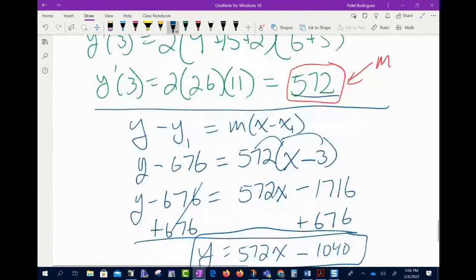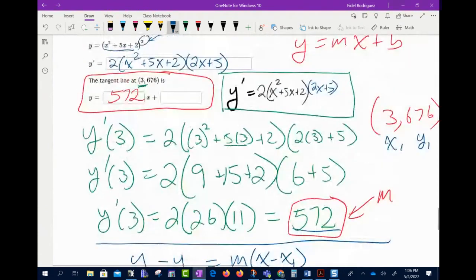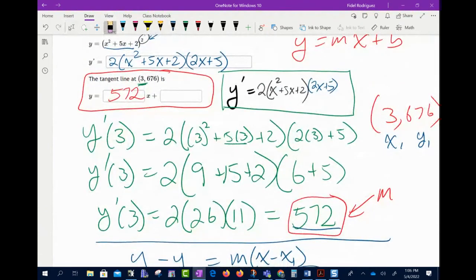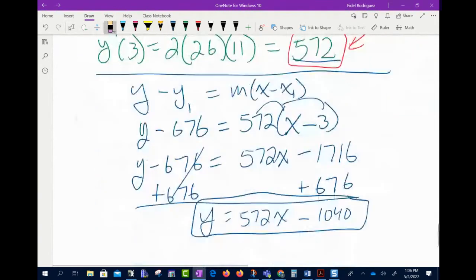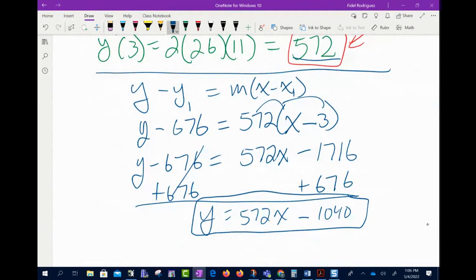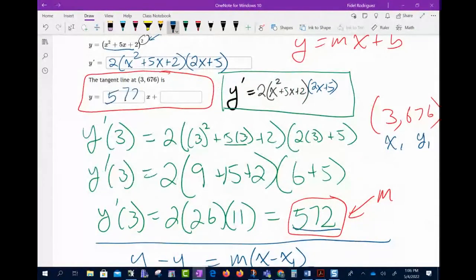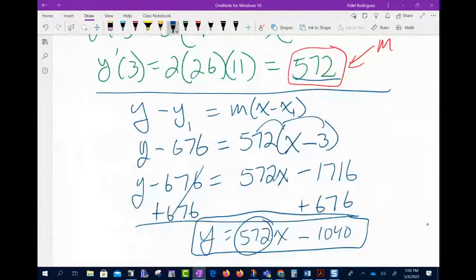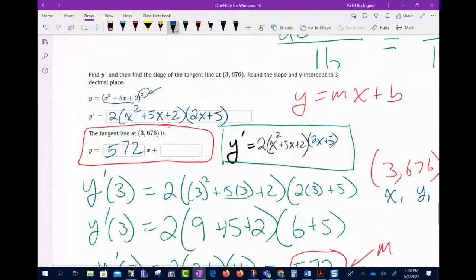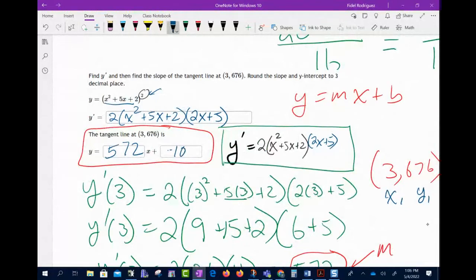So guys, I want to show you something here. When I come back to this part right here, look at the way they have my answer. They have y equals what x? Oh, what is the number in front of my x? So that's a 572 plus, look at the number that I have at the end. I have a negative 1040. So I'm just going to write a minus 1040 right there.